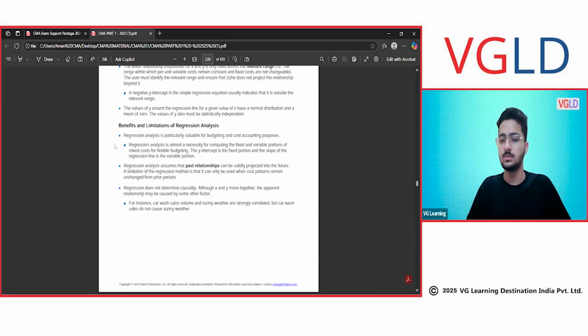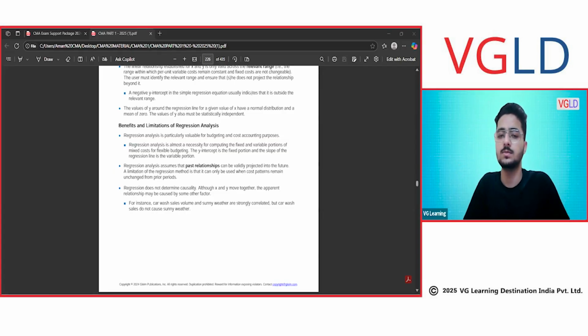What are the benefits? We use it in budgeting, we use it for forecasting, we use it for cost accounting purposes, right? It is for regression analysis. It is not for a special one. Both multiple regression and linear regression are a part of this regression analysis only. Okay. We are looking at the overall regression analysis.